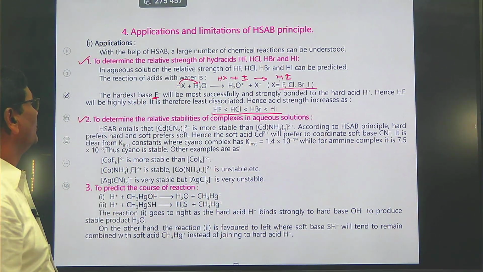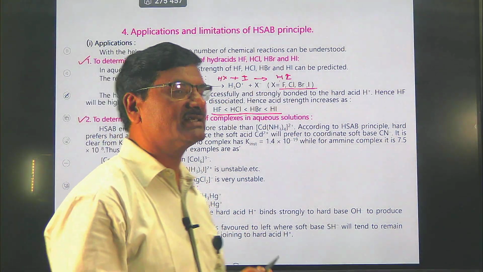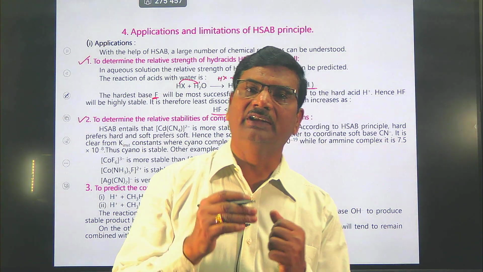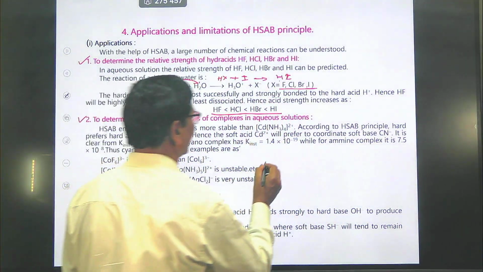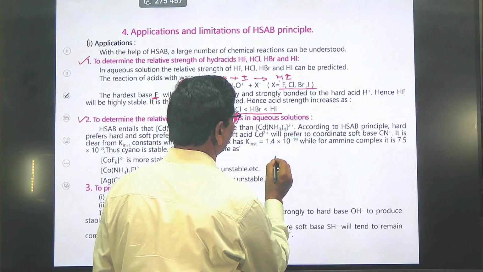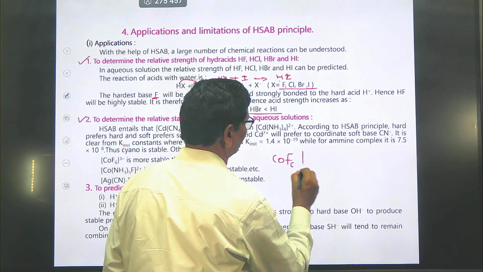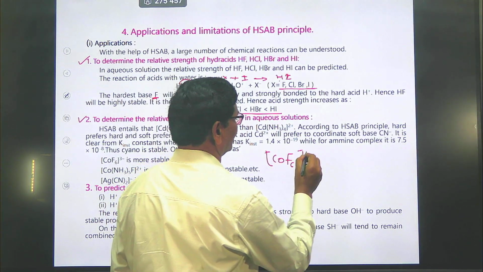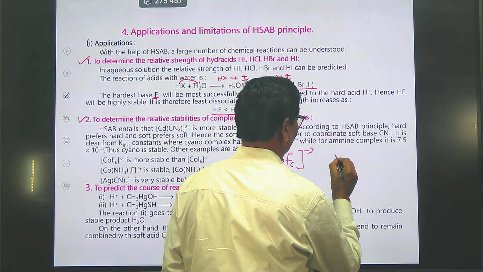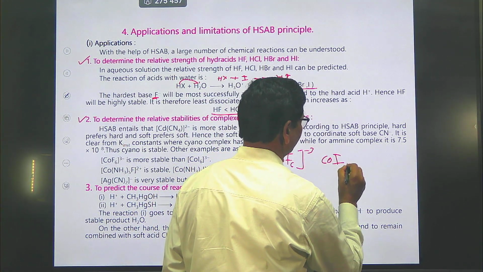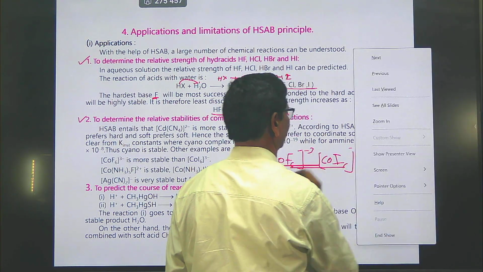Second application: to determine the relative stabilities of complexes in aqueous solution. Depending upon the Pearson rule, we can explain some complexes. For example, we are going to select the complex [CoF6] with charge minus 3, and suppose you take [CoI6] with charge minus 3.